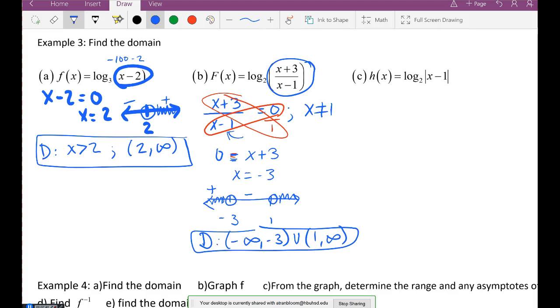Right. And then absolute value makes it what? Just positive. Except what value makes it 0? 1. Okay, so is the domain for C all real numbers? Is it only from 1 to infinity? Why not?